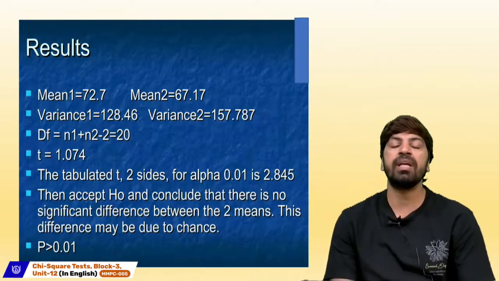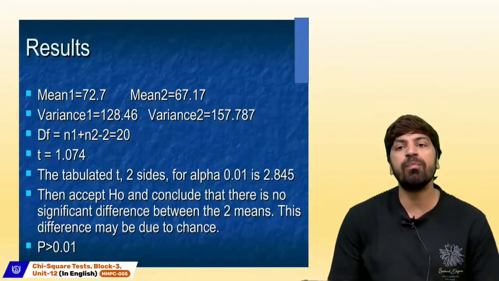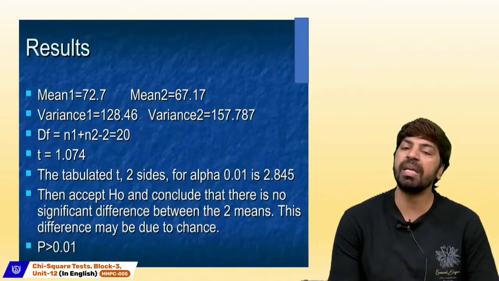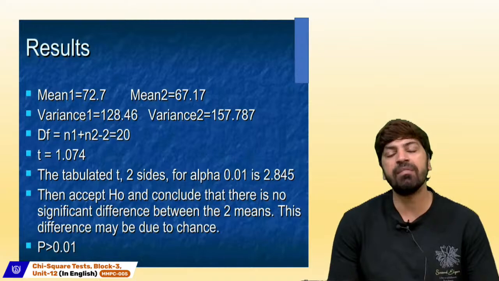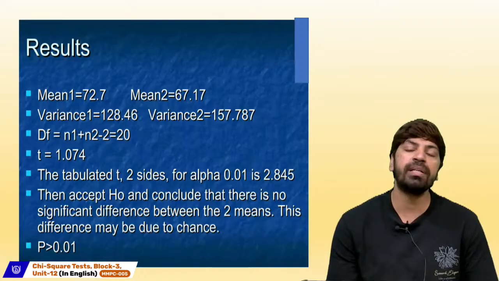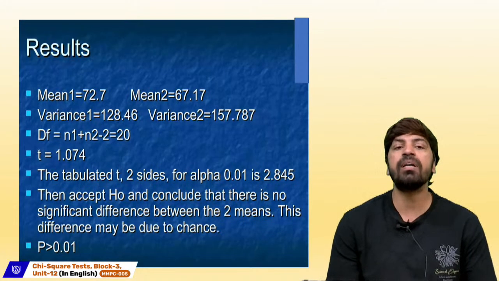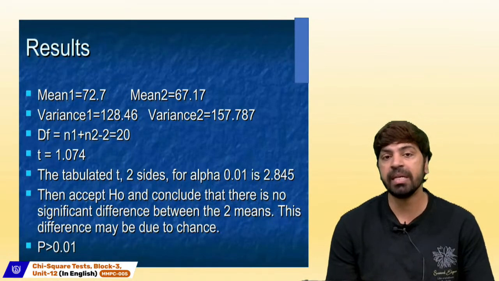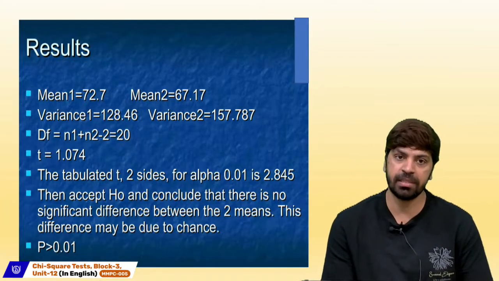That's why the p is greater than 0.01, which is the significance level. The p stands for probability value. If the probability value is more than 0.01, it means that we accept the null hypothesis. If the probability value is less than 0.01, that means we reject the null hypothesis.